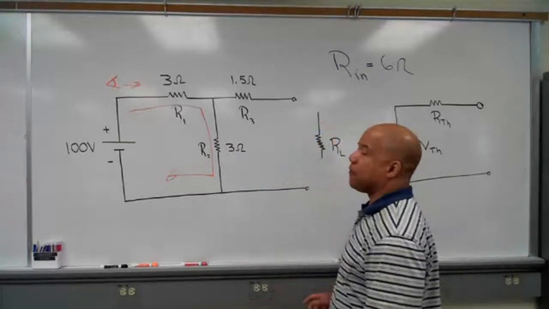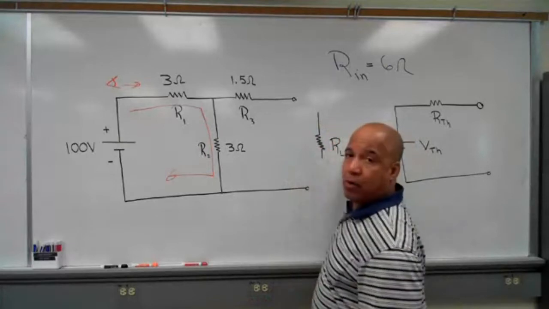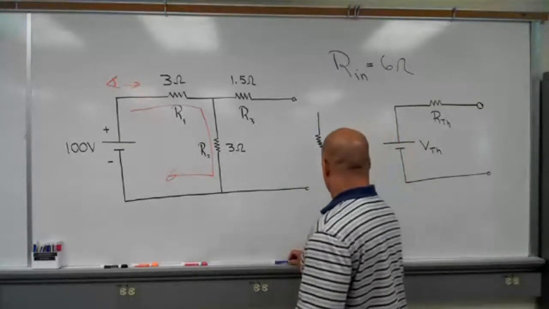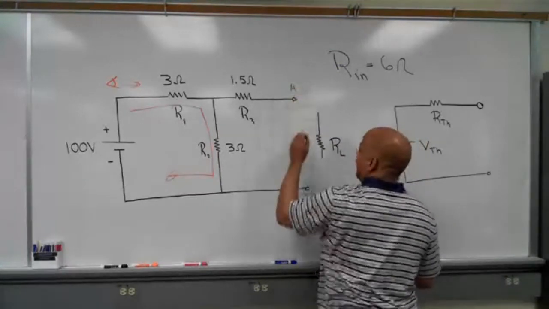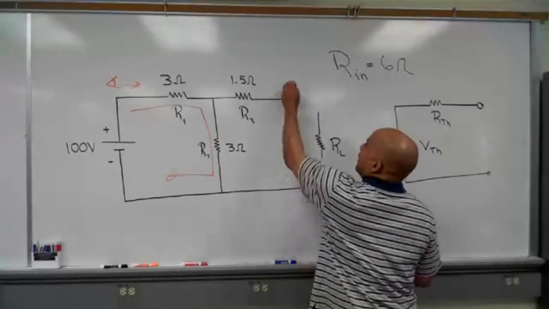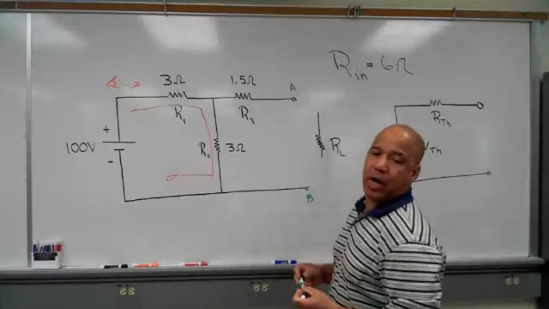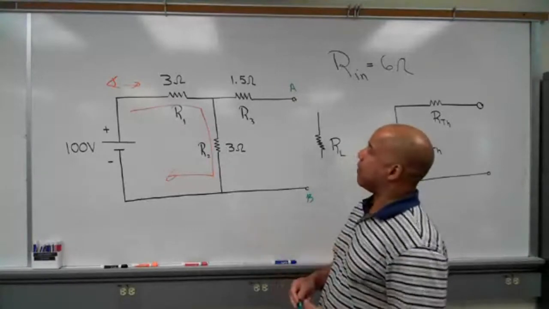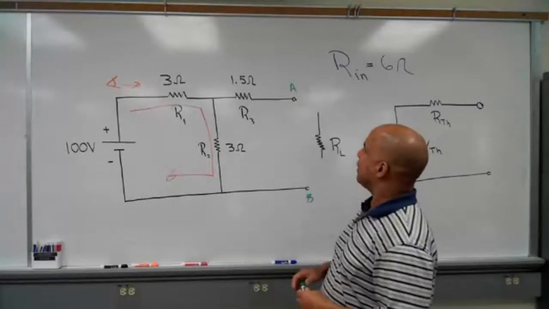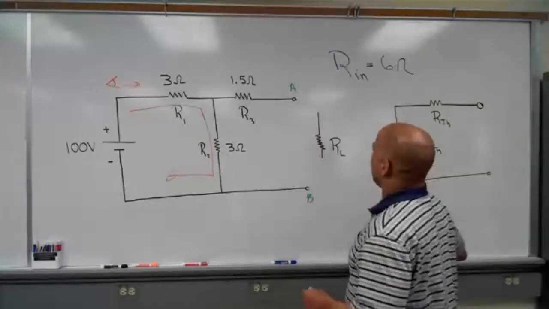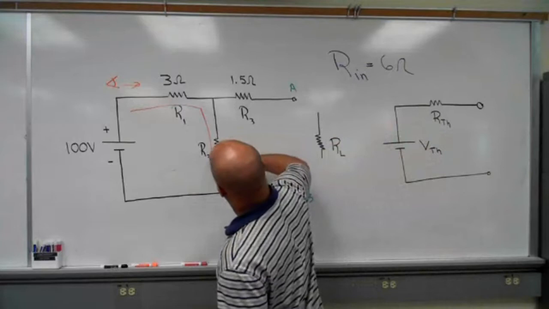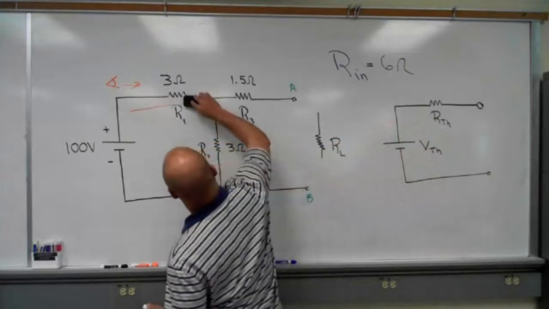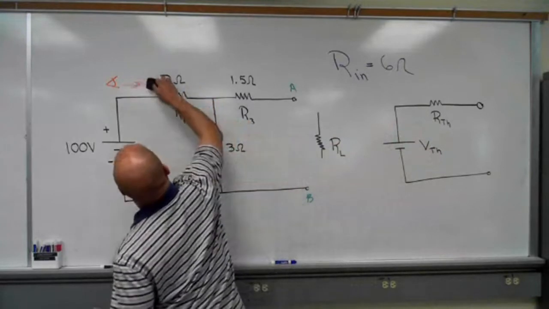When I Thevenize, the first thing I do, I remove the load, and then I mark the terminals. So I'm going to call one terminal A and the other terminal B. The reason for marking the terminals will become clear when we do the next problem, when we do the last problem today. So I've marked the terminals, and then what do I do after I mark the terminals? What's the next step?